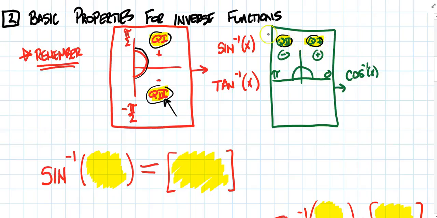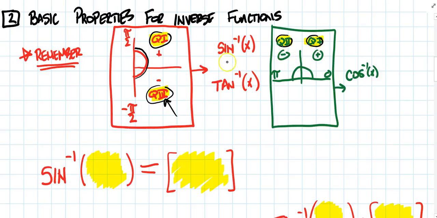And remember, this is all because of that domain restriction that I showed you in the other videos about how the graphs need to have a domain restriction in order to be inverse functions. So anyways, for inverse cosine, it lives between 0 and pi radians. Inverse cosine is positive in quadrant 1, negative in quadrant 2.